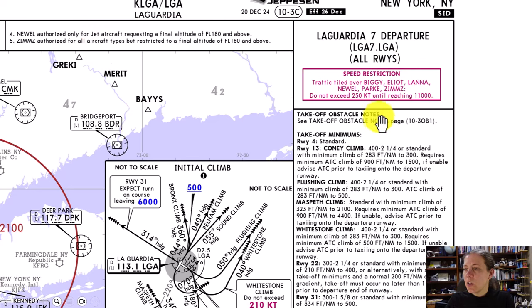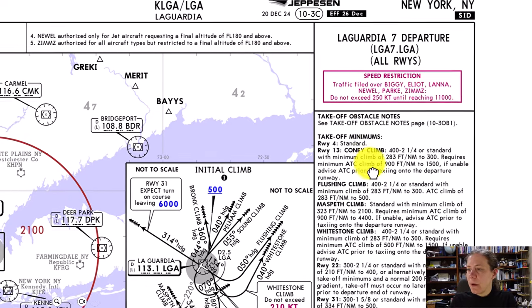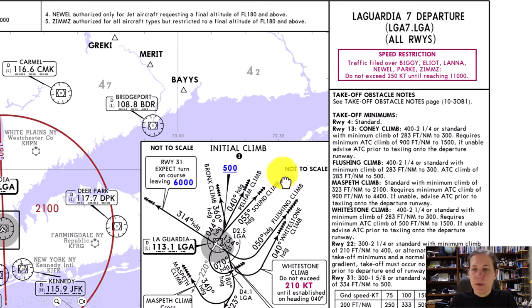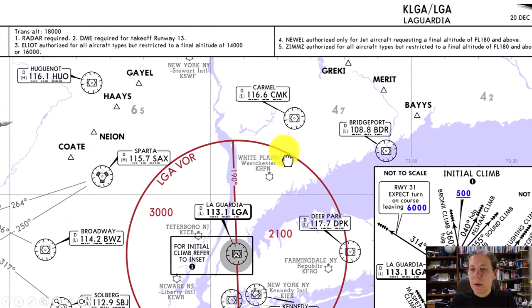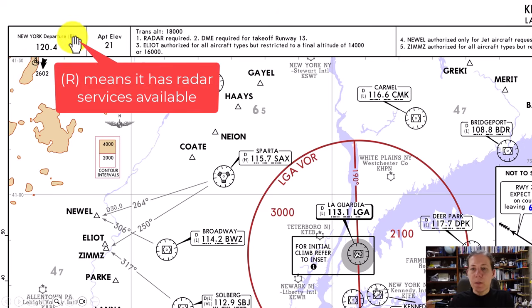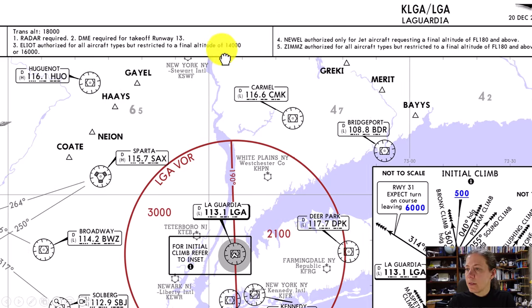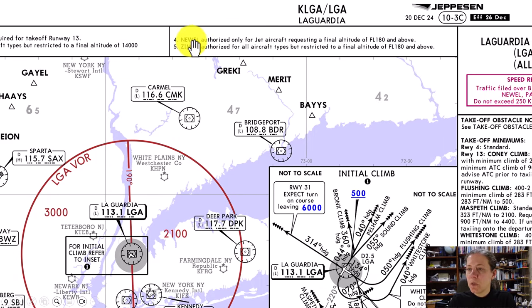Okay, so this is a SID that has some various speed restrictions. We've got all kinds of information at the top. Let's start over here with the departure frequency for a New York departure. R in parentheses means it has radar service available. Got the airport elevation, and then we have a bunch of notes making sure that we have these things available, like, for example, the Newell.